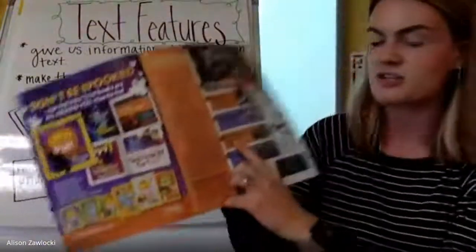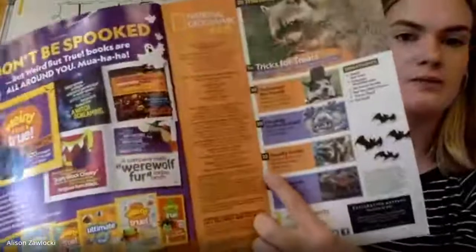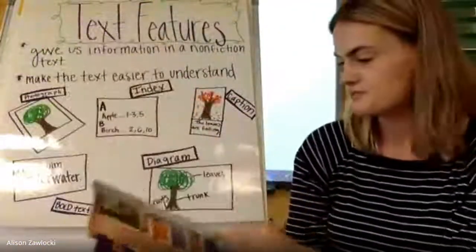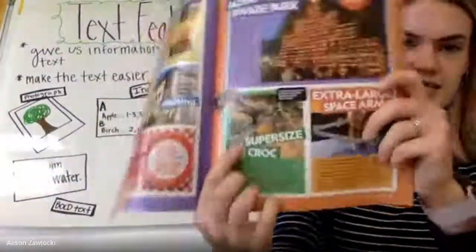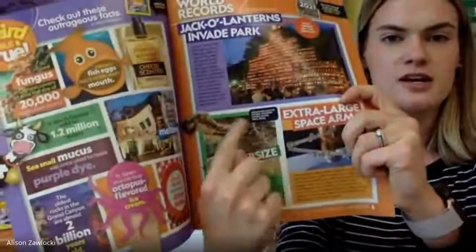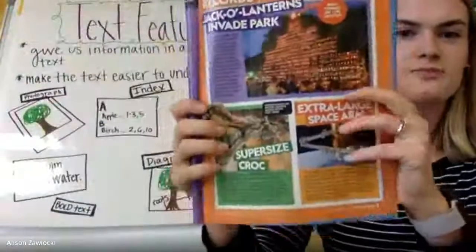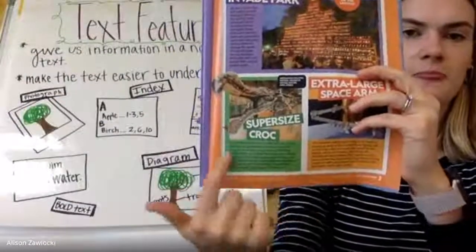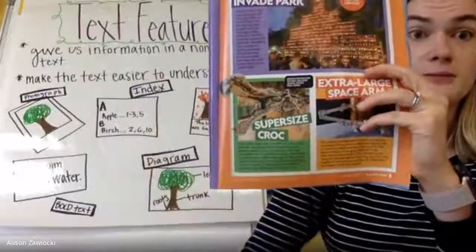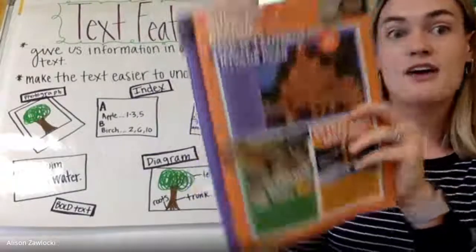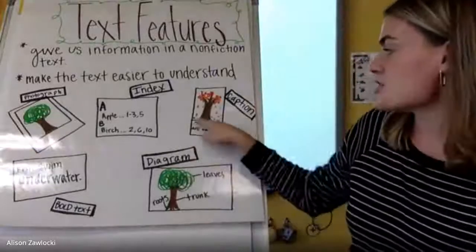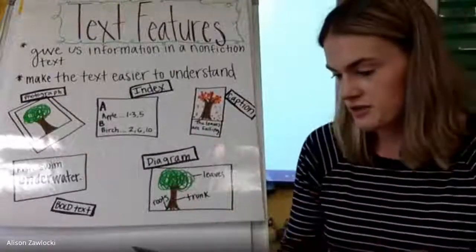So say I wanted to learn about deadly cuties. I would turn to page 22. Now, what is this text feature? I see a photograph right here, and there is this right here. What is that called? And right here, it tells me what is that picture? It tells me more about that picture. Very good. That's a caption. It tells me more about the picture.